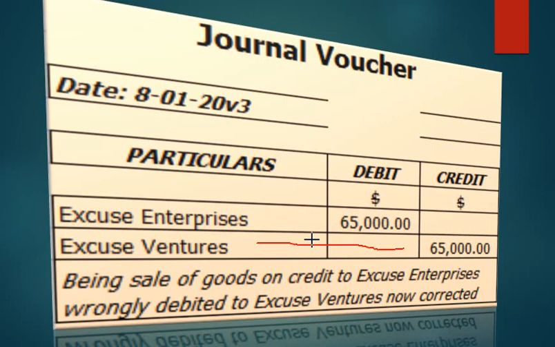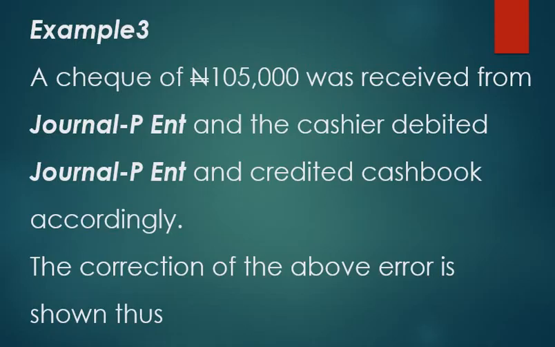The goods were sold to Excuse Enterprises. Now, Excuse Enterprises is debited, but it was on credit. This is how the correction goes. And the narration is the sale of goods on credit to Excuse Enterprises wrongly debited to Excuse Ventures now corrected.